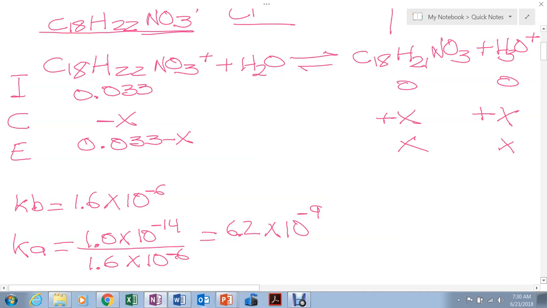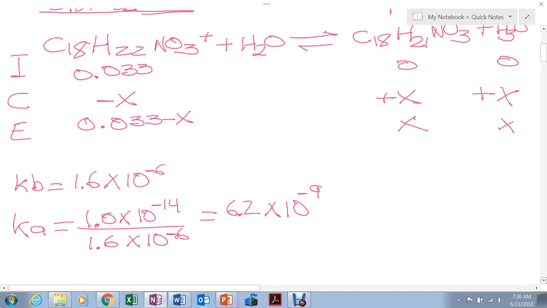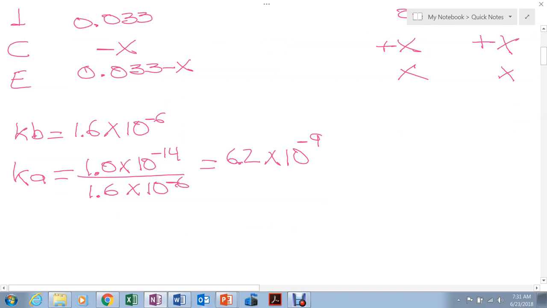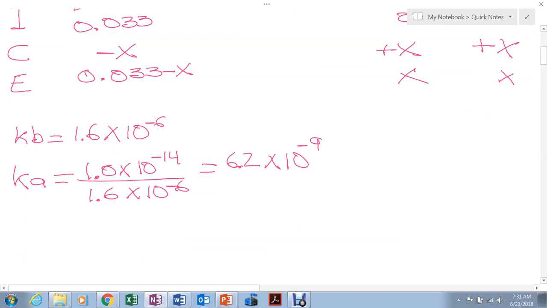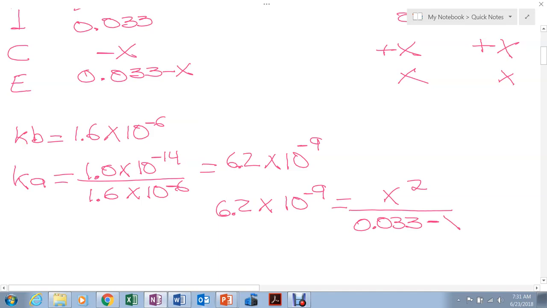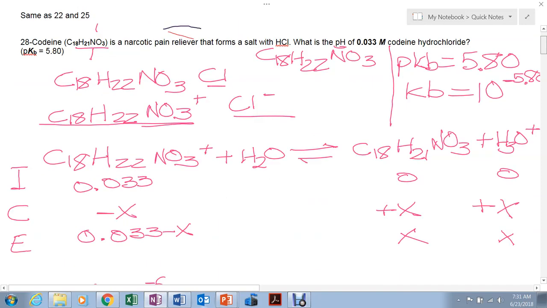Now again, this expression of the Ka is used to find the concentration of X, and the concentration X would be equal to the concentration of hydronium. So from there we can get the pH. 6.2 times 10 to the negative 9 equals X squared over 0.033 minus X. As this is minus 9, yeah, we can drop this X. Again, let me explain.